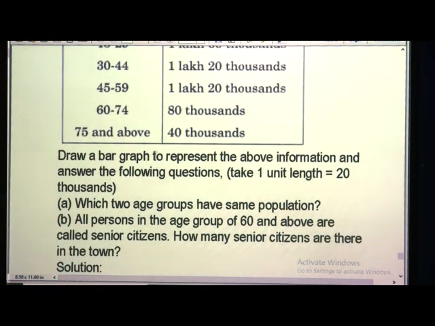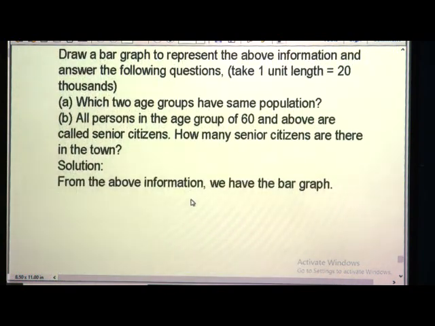Draw a bar graph to represent the above information and answer the following questions. Take 1 unit length equal to 20,000. Now, they have already given the unit we have to take: 1 unit length is equal to 20,000. So, let us draw a bar graph.